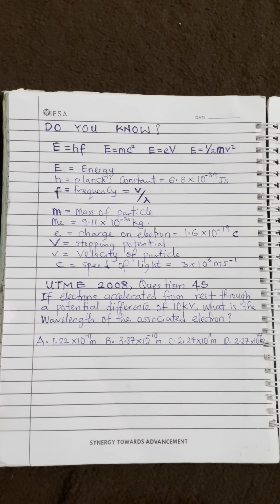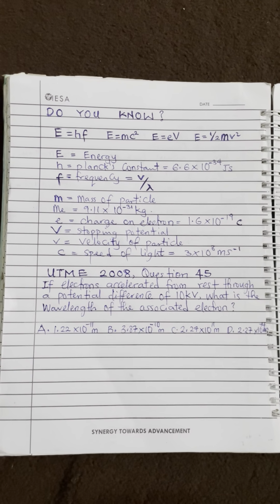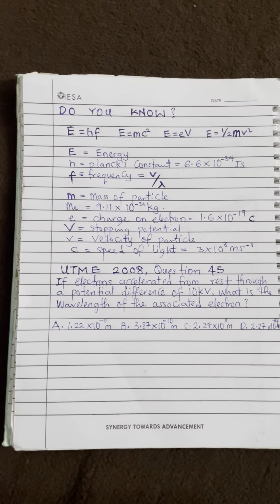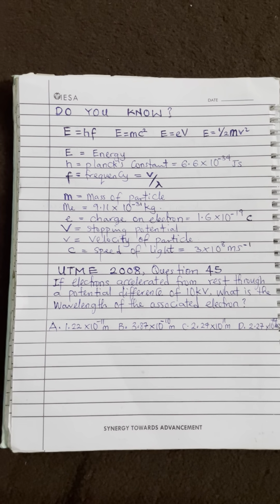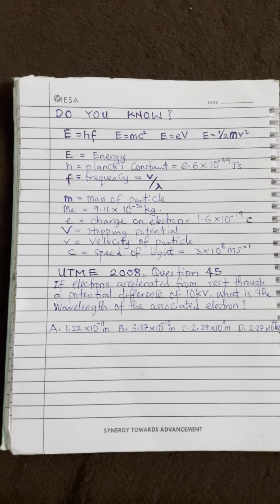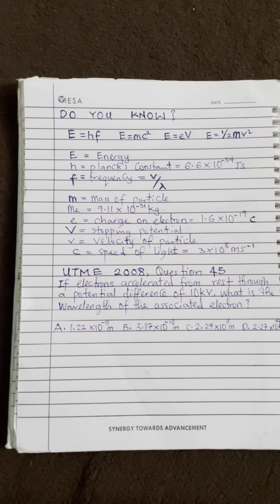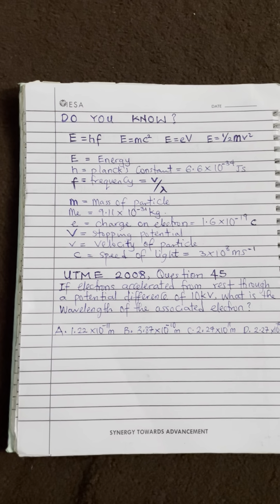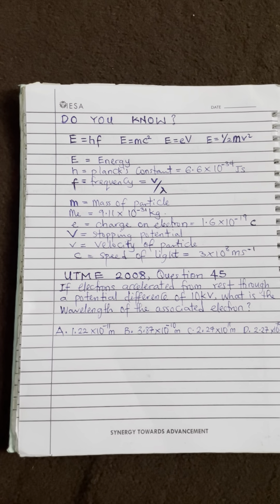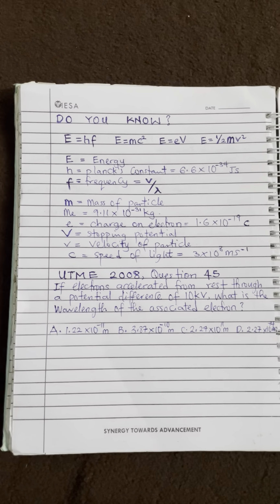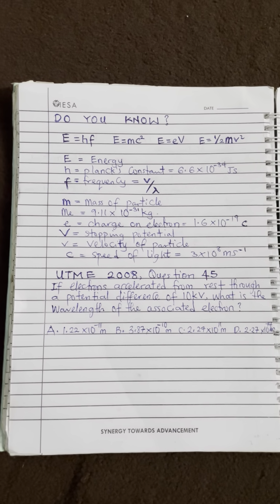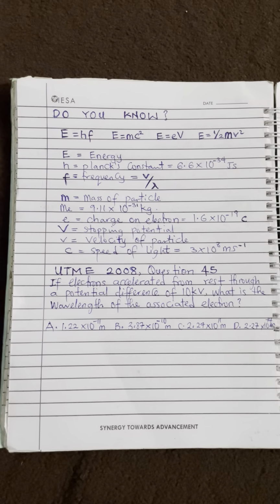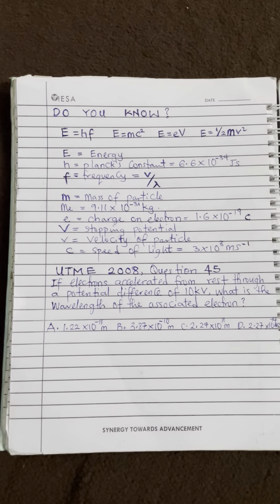So all you have to know here is that anytime you are given a question in UTME, you just have to make use of the concept of conservation of energy, in which you have to equate one energy to another. Maybe you say E is equal to E, and you can use hf is equal to mc squared, depending on the parameters given in the question. So the parameters given in the question will determine the energy that you are going to equate to the other.